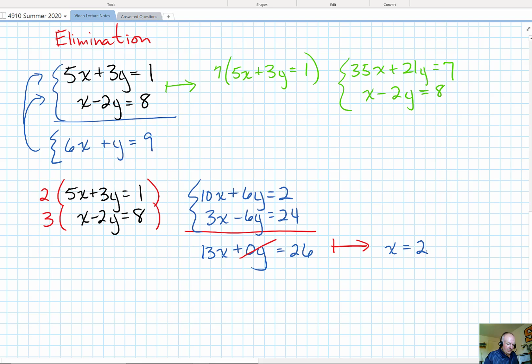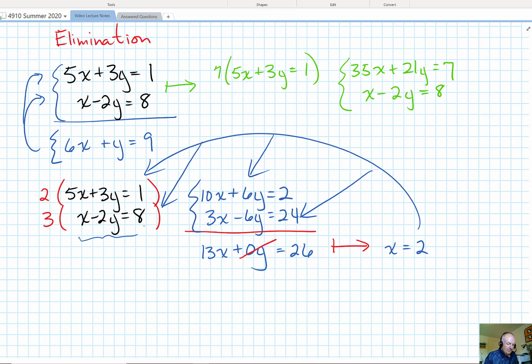And once you know one of the two solutions, you can now just plug that into any of these equations to figure out what y is. All right, and I'll let you do that. Usually I'd probably pick that one. That's probably the easiest one to work with. But that is elimination. Elimination is the method we're going to use most often. So you want to multiply one or both equations by constants so that you can add them and have a variable eliminated.